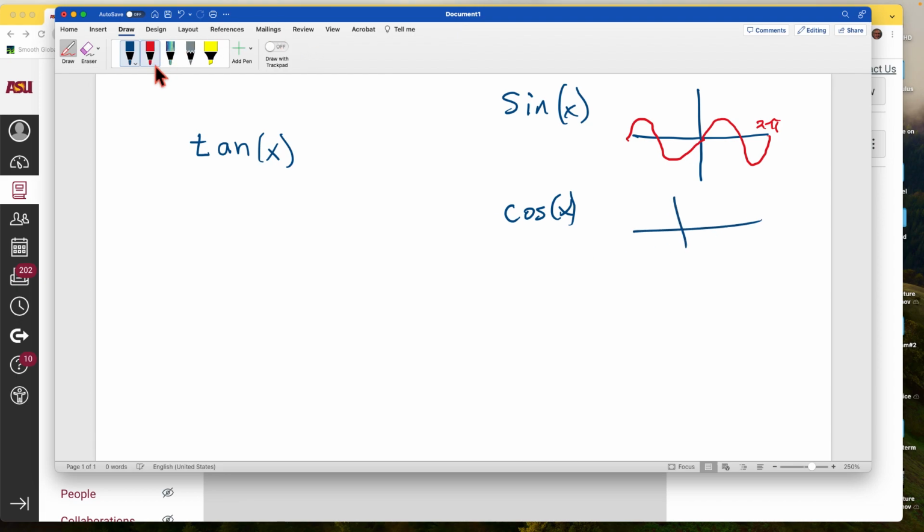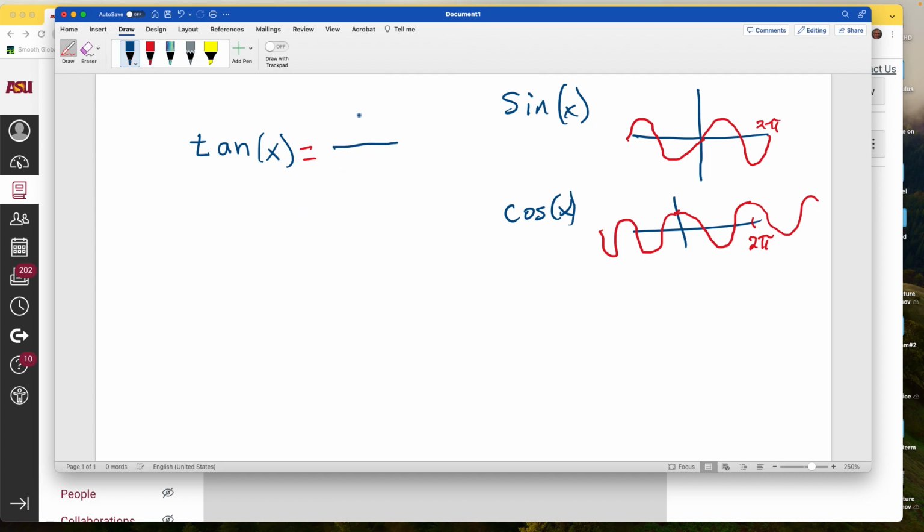The cosine function starts at 1, because when x is 0, the cosine of 0 is 1, and it comes down and goes back up. That's one period, 2 pi there. It also continues on in both directions, so that's a wave function, right? If we have those as a visual of what those functions look like, what is tangent in terms of sine and cosine?